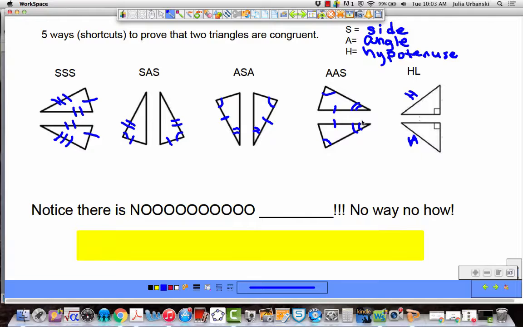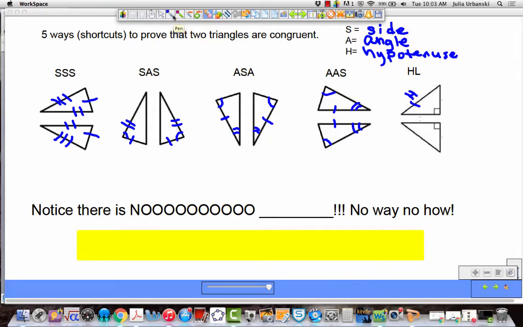And now is where the hypotenuse happens, because now you have a right angle. It only happens whenever there's a right angle. So if you have a hypotenuse that's marked congruent to another hypotenuse, and one leg that's marked congruent to another leg, then you're allowed to say that the triangles are congruent.